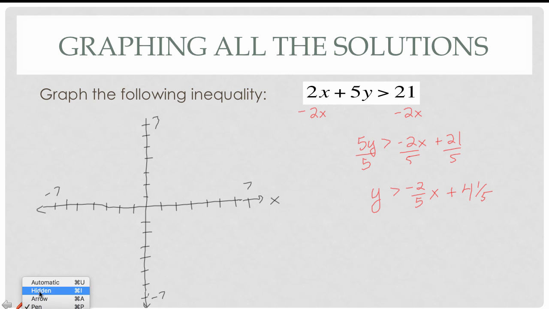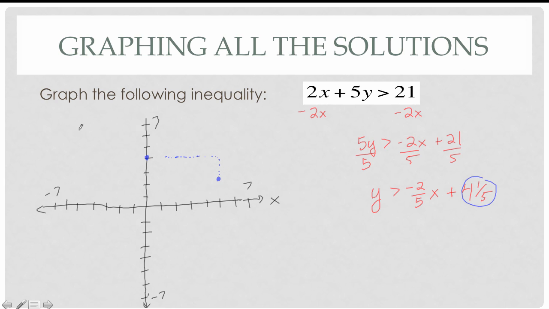Okay, let me switch to a different color. So now that it's in slope-intercept form, my y-intercept is 4 1/5, so I can plot a point right about there. My slope is negative 2/5, so it's going over 5, down 2. So let's draw that. 1, 2, 3, 4, 5. There's over 5, down 2.